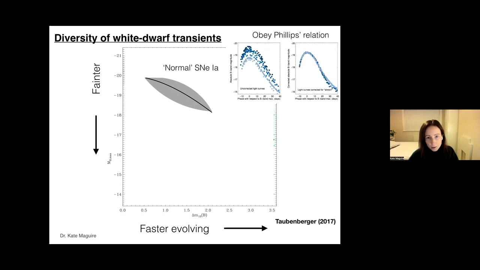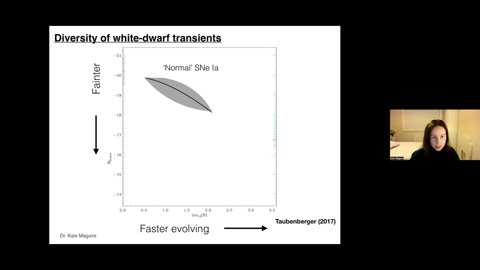And so the idea is for normal type 1a supernovae that we use for cosmology, the brighter events have broader light curves, and the fainter events have narrower light curves. And it's from this relation then that you can correct these and then use them as standardizable candles for cosmology. And so this was all well and good if you want to understand normal type 1a supernovae, which I'll come on to in a minute.